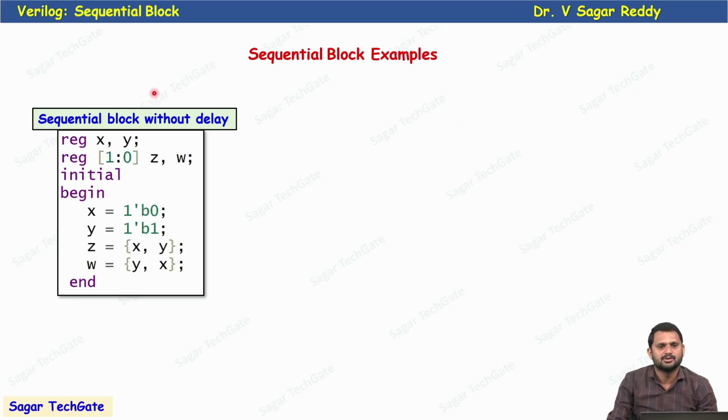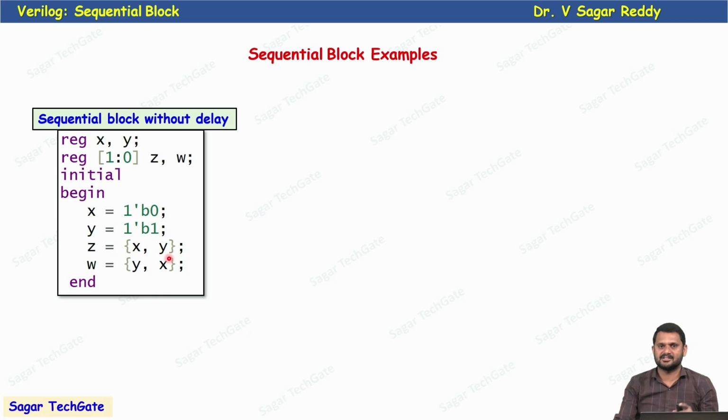Let's see an example: a sequential block without delay. I'll declare two variables as reg type, reg x, y, and reg [1:0] z, w, which are 2-bit variables. Initial begin, x equal to 1'b0. Here begin and end contain sequential statements, so these statements will execute one after another. First it will execute x equal to 1'b0, assigning 0 to x. After completion of this statement, we go to the next statement, y equal to 1'b1.